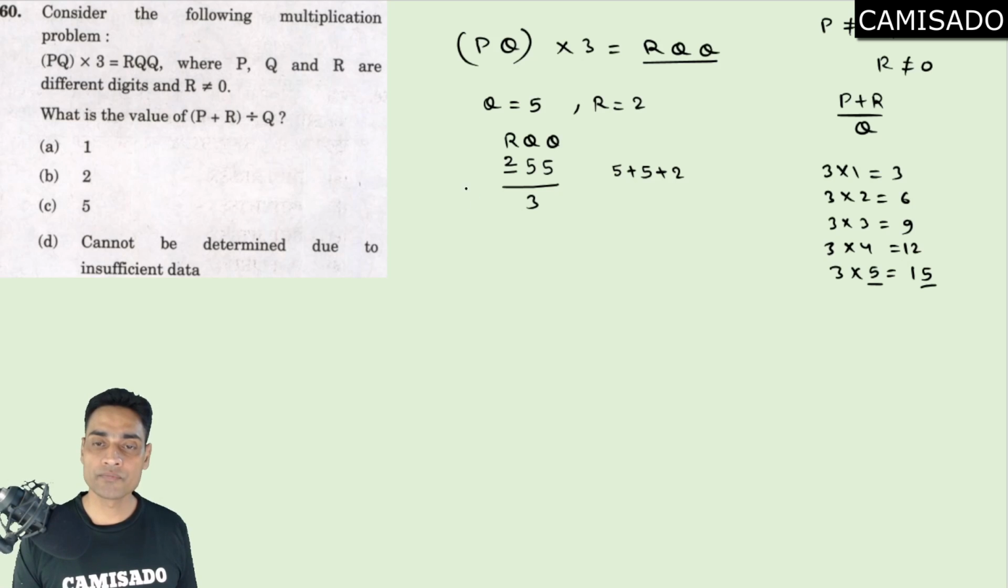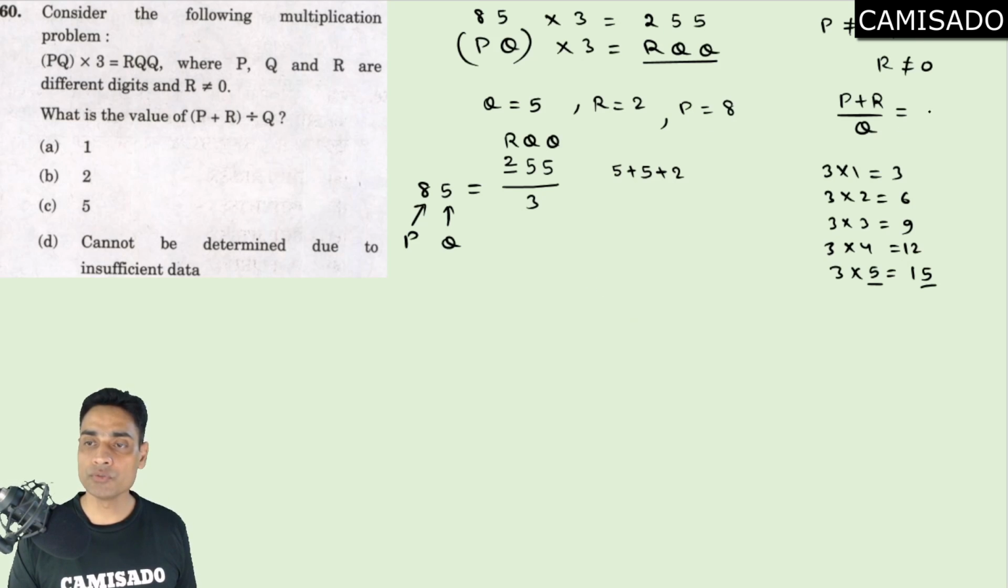Now when you divide it, you will get 85. So this is your Q, this is your P. So PQ, meaning 85, multiplied by 3 gives you 255. So here comes the value of P also. Now ultimately (P plus R) divided by Q: P is 8, R is 2, divided by 5, 10 by 5 is 2. So B is the correct option.